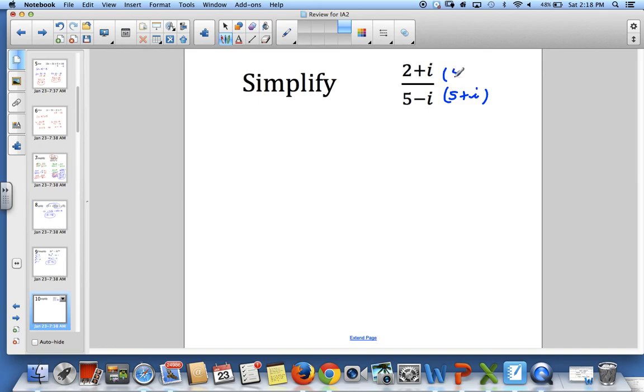And we have to multiply top and bottom by the same conjugate. Now remember, the conjugate is just the same thing with the change of the middle sign. So now the top of the fraction becomes 10. That's 2 times 5. Then 2 times i is plus 2i, and i times 5 is plus 5i, and then plus i squared.